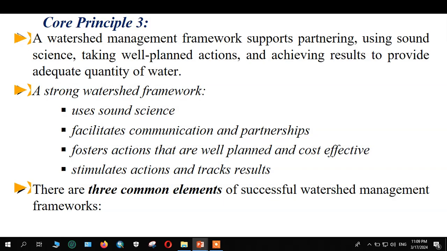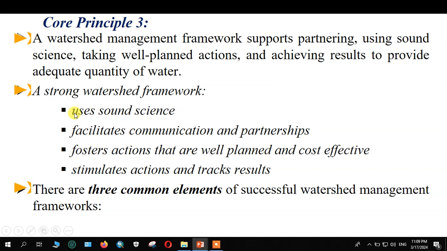The last, core principle 3: watershed management framework supports partnering using sound science, taking well-planned action, and achieving results to provide an adequate quantity of water. A strong watershed framework includes this one.